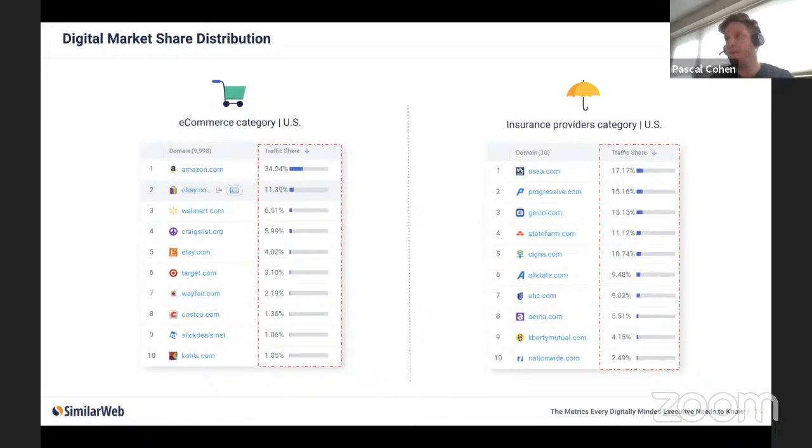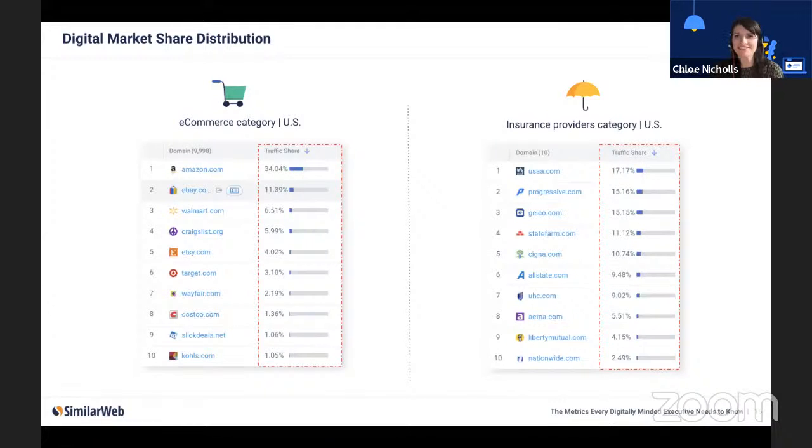Now, we talked earlier about digital market distribution. So I would like to ask you, and please feel free to give your answer in the chat: what do you think is the major difference between the left and the right category? Any suggestions? Feel free to bombard the chat if you have any suggestions. What do you think are the main differences here? It's like a game of spot the difference.